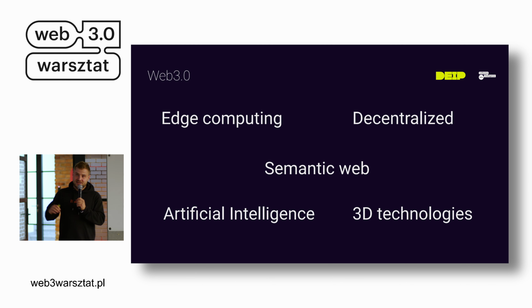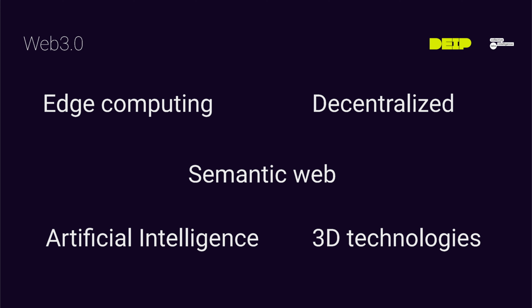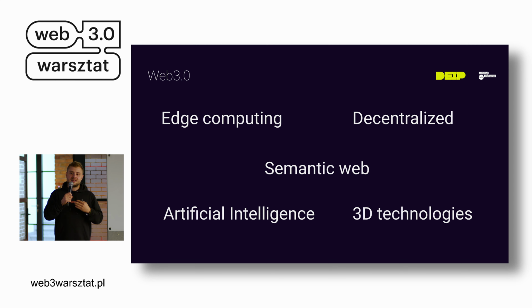So now we have a transition to Web3, but let's try to figure out what Web3 actually is. If you try to find what it is, you will see a lot of different words like edge computing, decentralized networks, semantic web, artificial intelligence, 3D technologies, and they all make up Web3. But from all this, we need to understand what value Web3 actually gives and what shift it makes to the current state of the web.